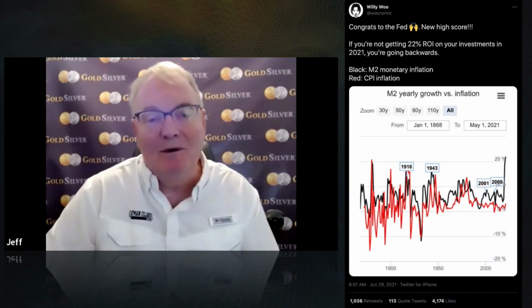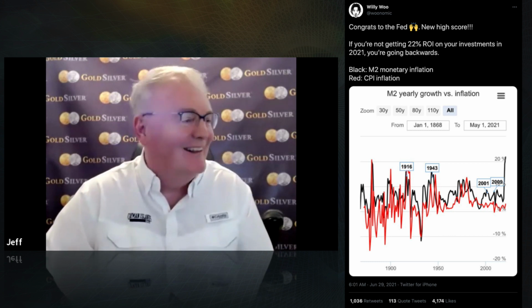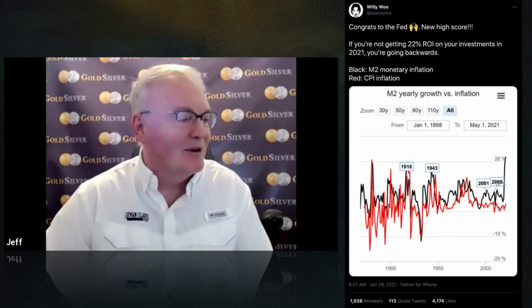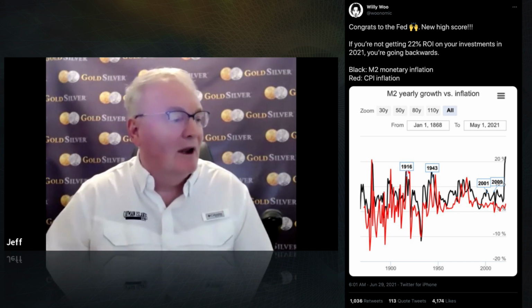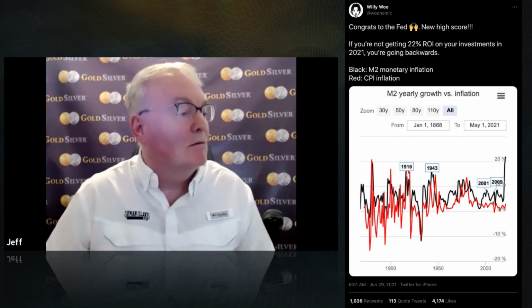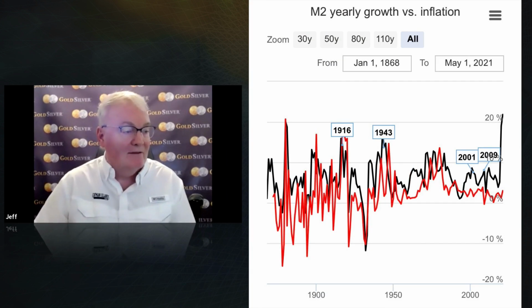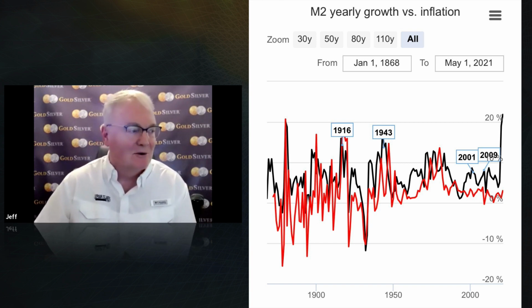On to our tweet of the day. And this is from Willie Woo. And he says, congrats to the Fed, new high score. And he says, basically, if you're not getting 22% return on your investments in 2021, you're actually going backwards. The black line in his chart is the M2 monetary inflation. The red is CPI inflation. So you're not even keeping up with monetary dilution if you don't earn at least 22% on your investments this year. So, pretty good point.